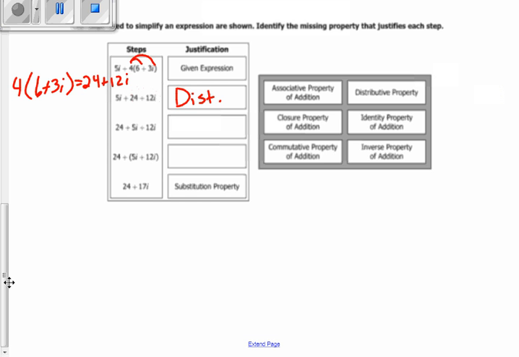On the next, from 5i plus 24 plus 12i to 24 plus 5i plus 12i, looks like these two terms are switching places. So it goes from 5i plus 24 to 24 plus 5i. Switching spots, that's the commutative property. Commutative property.